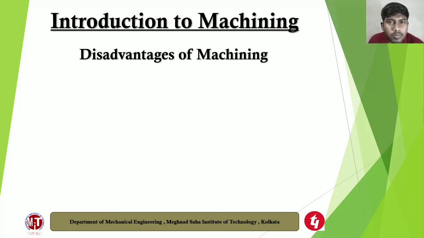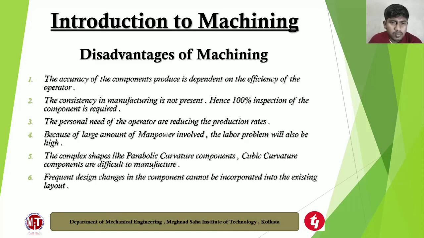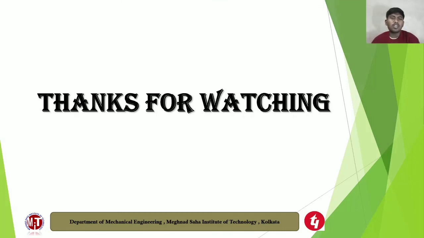Now the disadvantages of machining. A huge amount of manpower is involved here, so the labor problem is a big problem. Then the consistency of manufacturing is not present. Then complex shapes like parabola and hyperbola are much harder to machine, and the personal needs of the operator increase the cost of the product. Some other disadvantages are here, which will be given here.